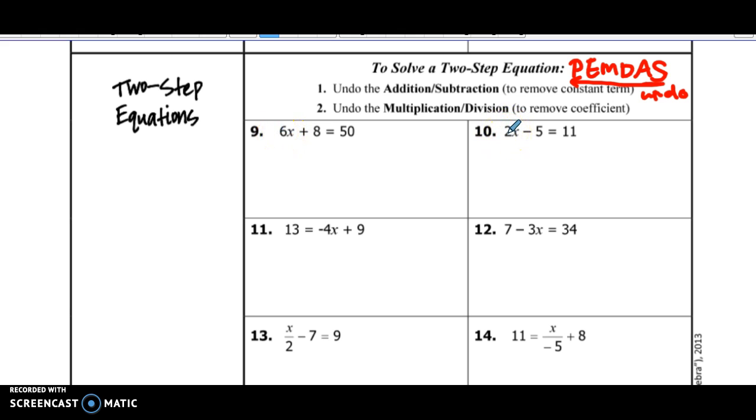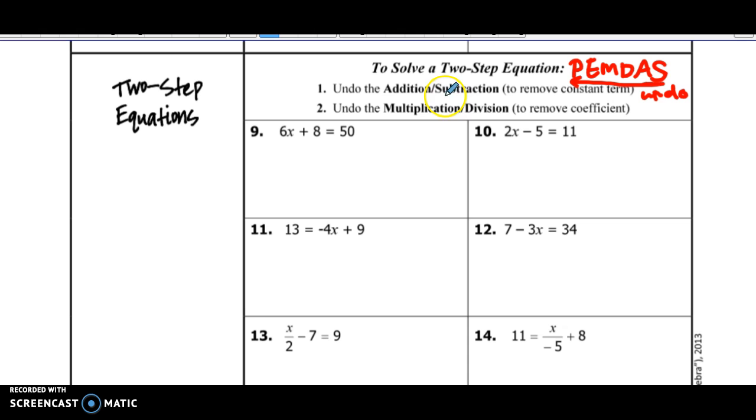So let's look at number 9 and see how this works. If my equation is 6x plus 8 equals 50, I want x all by itself, so I have to get rid of the plus 8, and I have to get rid of the times 6. 6 is my coefficient, so it's being multiplied by x. So to undo that multiplication, I'll use division. So that's going to be my second step.